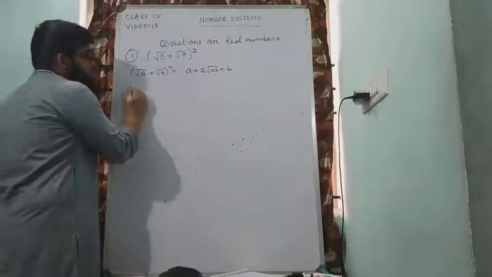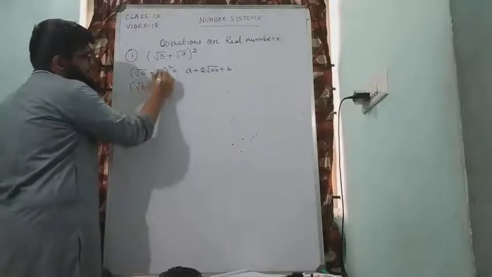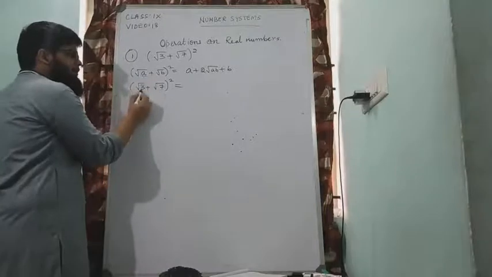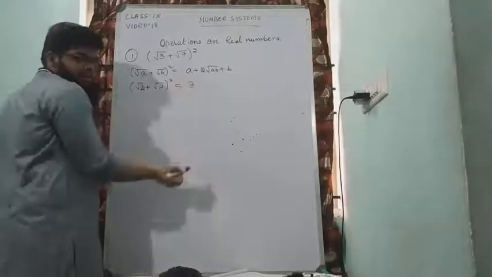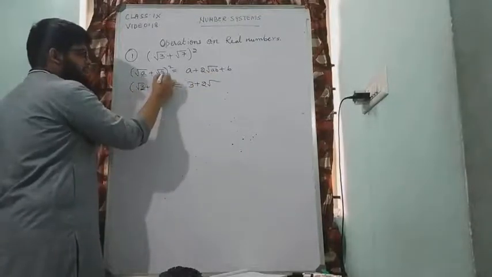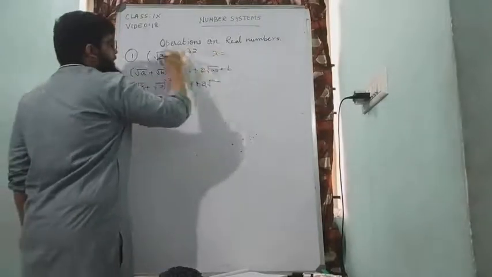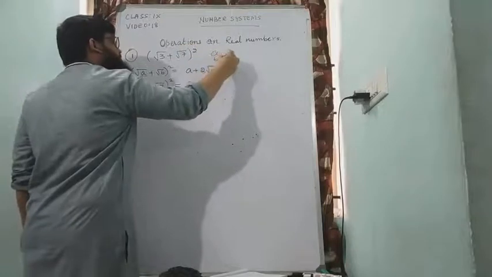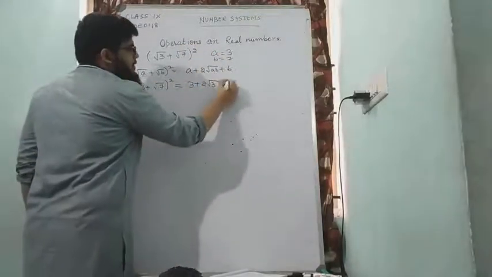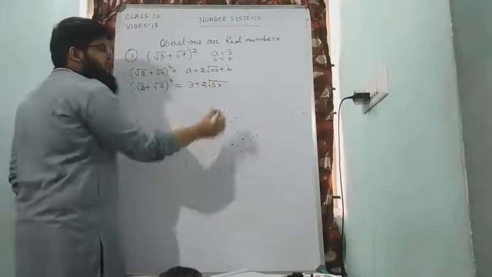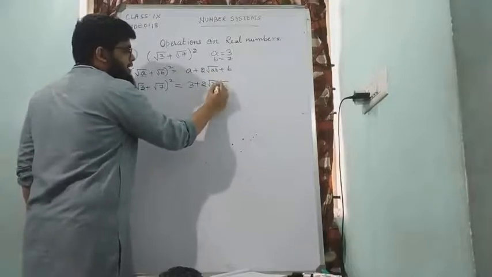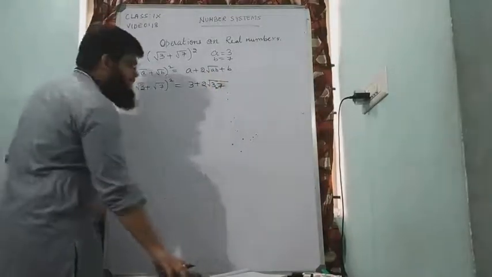Now, in place of root a, I have root 3. In place of root b, I have root 7, whole square. In place of a, I have 3. So here I will write 3 plus 2 root ab. a means 3, b is 7. If you want, you can write a is the first number 3, b is the second number 7. It will be easy for you to write down. So 3, and if there is no sign in between, you will have to put a multiplication sign, then b. Don't write 3 and 7 together like this. It will become root 37, which is wrong.